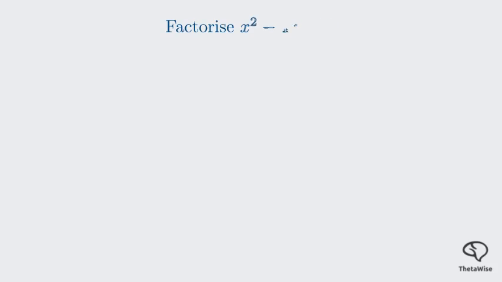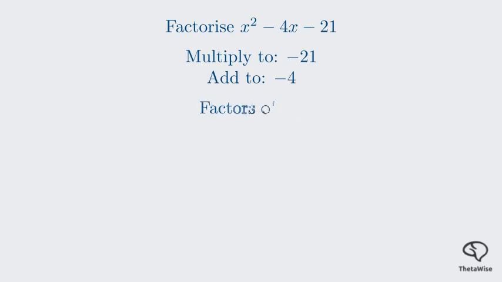For our final example, we will tackle an expression where both the middle and end terms are negative. This requires careful attention to your positive and negative signs. We need two numbers that multiply to give negative 21 and add to give negative 4. Because the constant is negative, we know we need one positive and one negative number. Let's look at the factor pairs of 21. Since we need them to add to negative 4, the difference between the numbers must be 4. 7 take away 3 is 4.